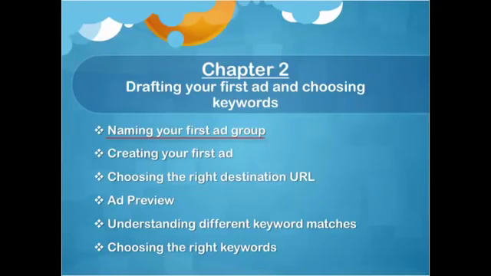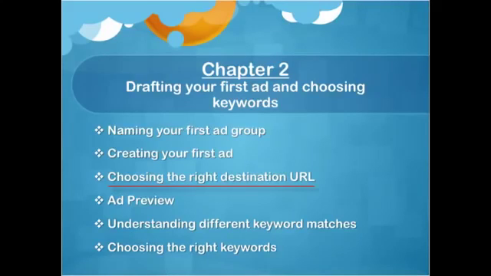This allows me to specify that searches related to camping tents will only trigger my ads promoting my camping tents, and searches related to hiking backpacks will only trigger my ads promoting hiking backpacks. Pretty neat. Then we'll create our first ad starting with a headline and then moving on to our 2 lines of ad text. We'll then choose the appropriate destination URL or landing page.